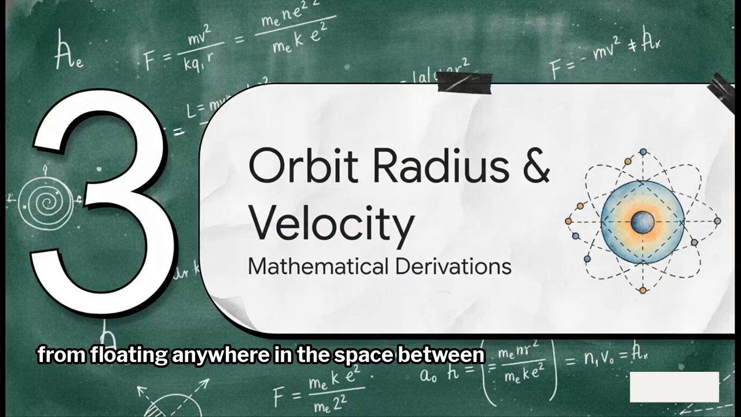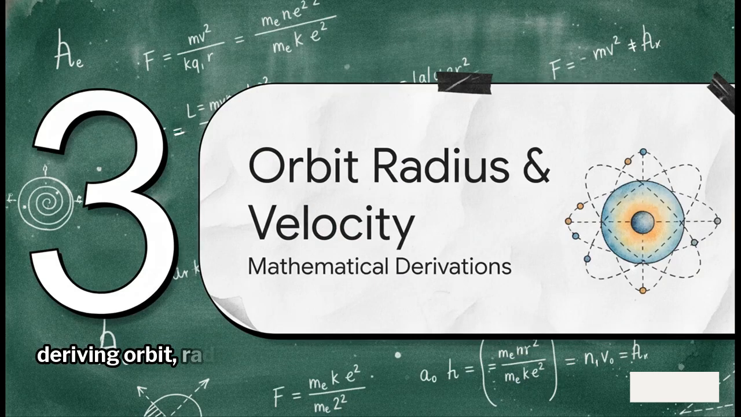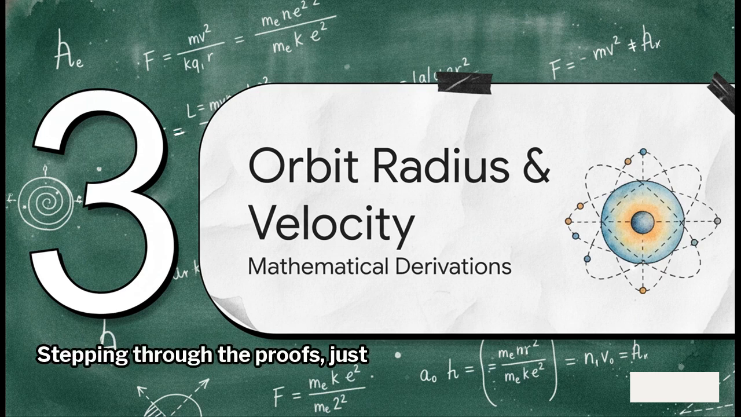Section 3. Deriving orbit radius and velocity, mathematical derivations. Let's mentally step up to the chalkboard here and see how this all builds, stepping through the proofs, just like you'd see in a high-level university lecture.